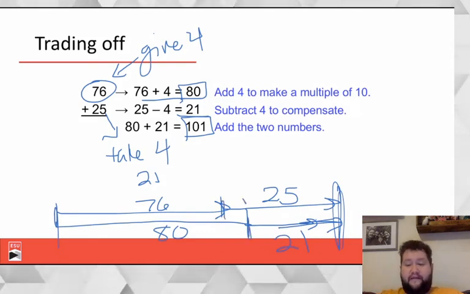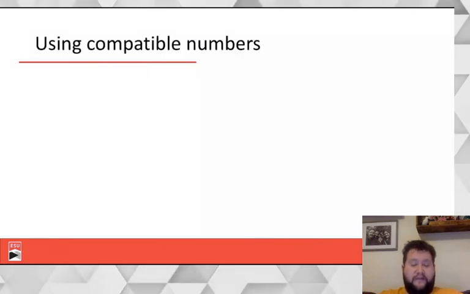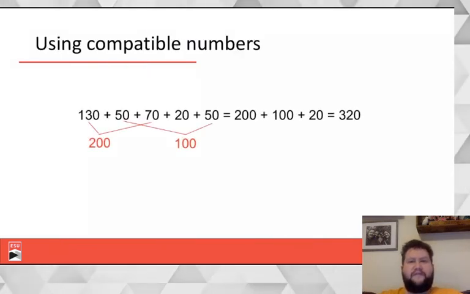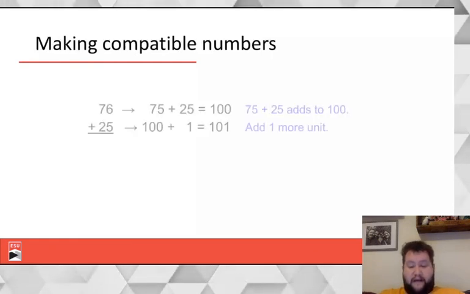My full length on the number line is unchanged. Using compatible numbers, often this is when you're working with a string of numbers. You can see that the 130 and the 70 give you 200, the 250s give you 100, so you have 320. You can also make compatible numbers.